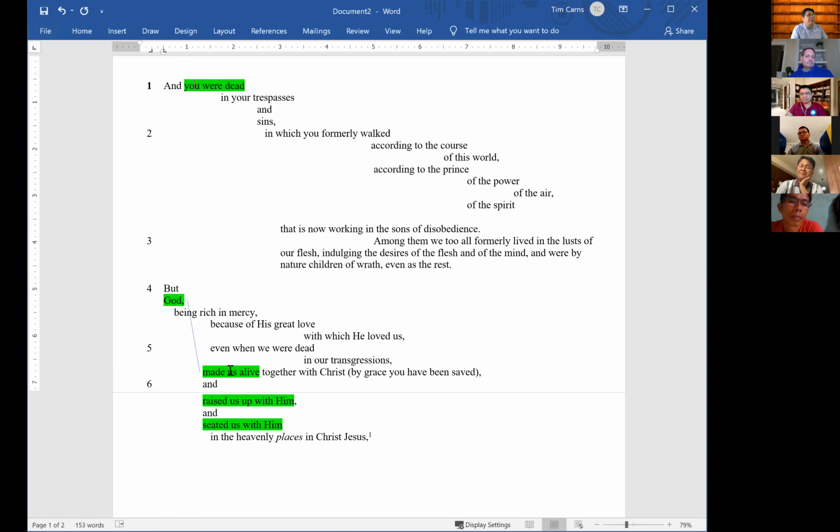Okay. Second person, singular and plural, the same form, you. Yeah, you here in this case is plural. And by context, he's referring to the Ephesian believers, Pastor Tim, right? Yeah. He goes from his focus in verses 1 to 3 on them, and then verse 4 and following, he includes everybody, himself included.